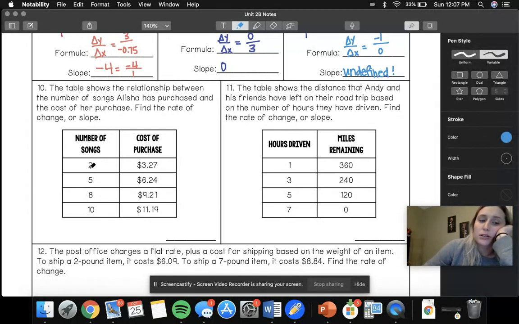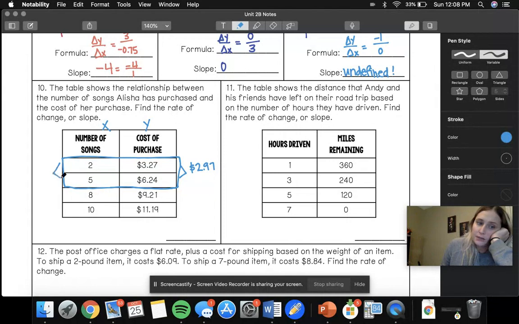So we have number of songs, so 2 songs cost her $3.27, 5 songs cost her $6.24. All of these are decimals, so I'm just going to pick the first 2. You could pick any 2 that you want. I'm going to first find the change in the y values, or the cost in the purchase. So I need to find the difference between this money. I'm going to use my calculator. I'm just going to subtract 6.24 minus 3.27, and I get $2.97. So that's the change in my y values.